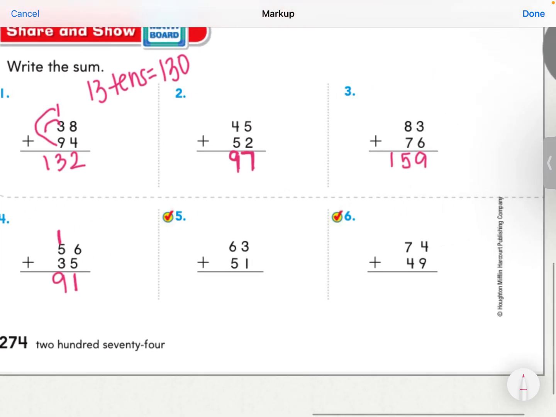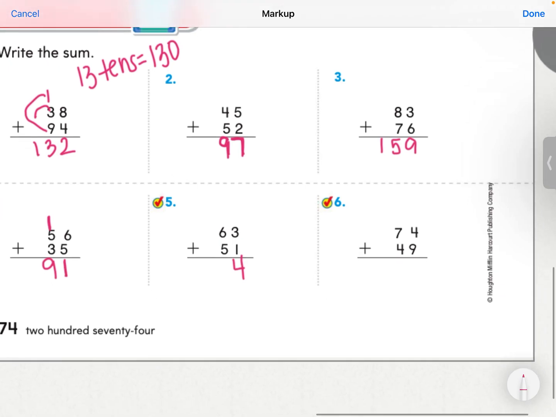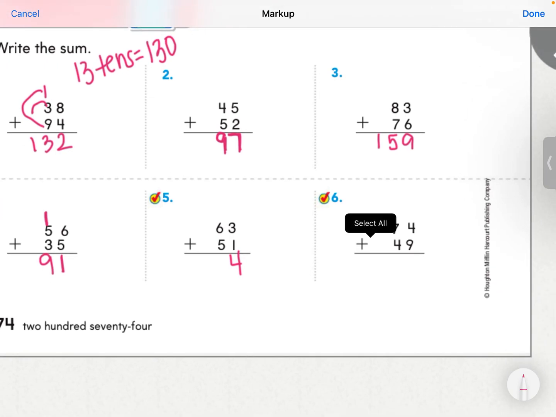Friends, if you feel like this is going well for you, go ahead and pause the video, work through number 5, and then go ahead and hit play and see if we get the same answer. Don't forget to start with your ones. 63 plus 51. Start with my ones. 3 plus 1 is 4. Then I move to my tens. 6 tens plus 5 tens. 6 plus 5 is 11. Okay. 11 tens. That is 10 tens, so that means I'm going to have 100. So my answer is going to be 114.